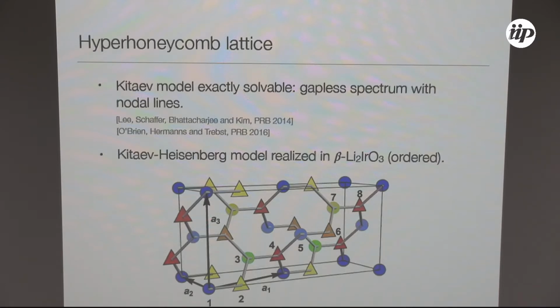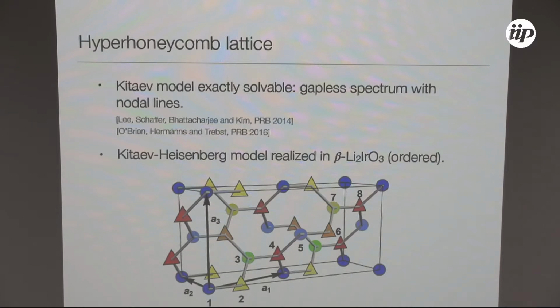The motivation for taking this particular case was that the Kitaev model is exactly solvable on this lattice. You just put the same kind of interactions, with coordination number 3 as well. In that case, you also get a gapless spin liquid, but with nodal lines in 3 dimensions. So it's a different kind of topological state. Also, there is an experimental realization of a Kitaev-Heisenberg material on this hyperhoneycomb lattice, that is beta-lithium iridate. However, it's ordered. Again, the Heisenberg interactions are strong enough that you are not in the Kitaev spin liquid phase. But perhaps we could think about having some d1 material with the same kind of lattice structure that could realize this SU(4) symmetric model on the hyperhoneycomb lattice.